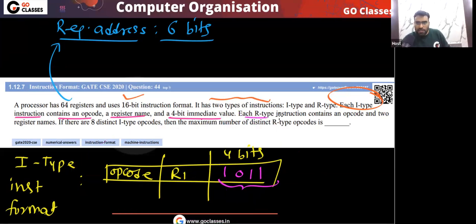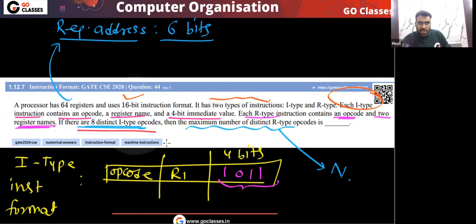An R type instruction has an opcode and 2 register names. If there are 8 distinct I type opcodes, then what is the maximum number of distinct R type opcodes? Let's assume that will be n. So remember, how many I type instructions are there? 8. Yes or no? Total 8 distinct I type opcodes are there.